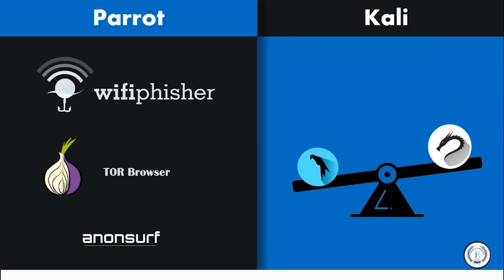Another tool that is seen on Parrot and is much appreciated, that is not seen on the Kali side, is called Anonsurf.